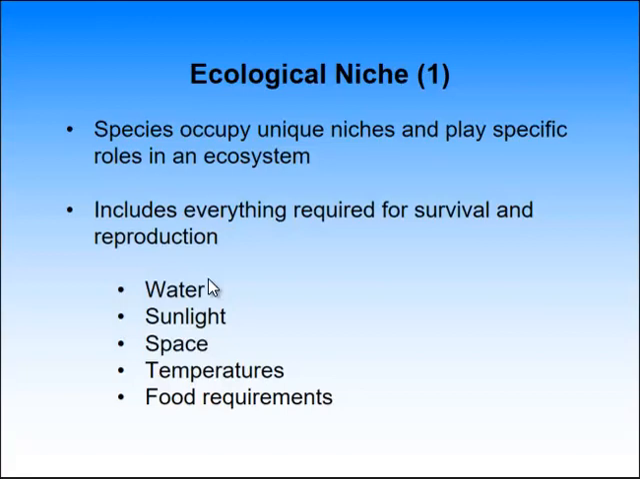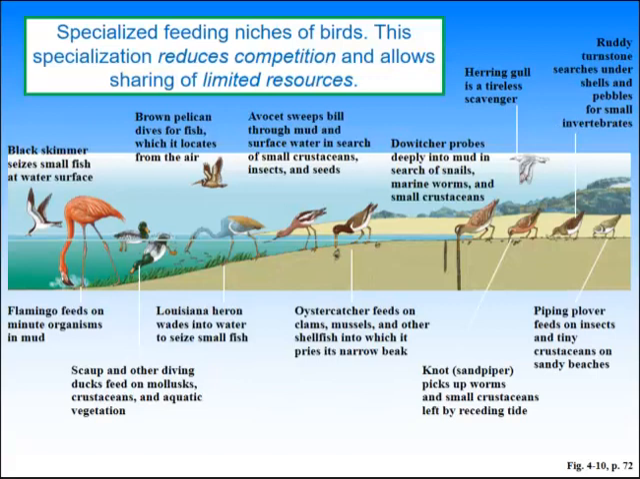Oh yeah, but before we do, I forgot about this slide. A niche includes everything required for survival and reproduction. So these are the things required for survival and reproduction that are abiotic. Look at the list. Now we're going to look at a food niche example. We're looking at specialized feeding niches of birds on a coastal wetland. This specialization reduces competition and allows sharing of limited resources.